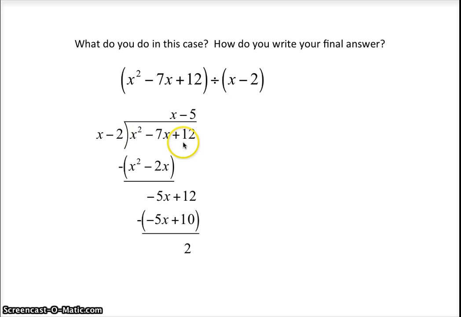So we can see as we go through and simplify, we end up getting a remainder of 2 at the end. So we can't just write our two factors of x minus 2 times x minus 5. We also have a 2 added on. So the answer to the division question will be written as our quotient x minus 5 with our remainder over the divisor. So we have 2 over the x minus 2 added to our x minus 5.